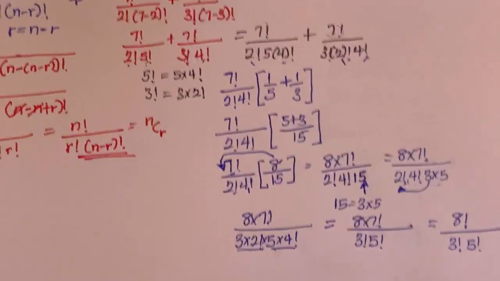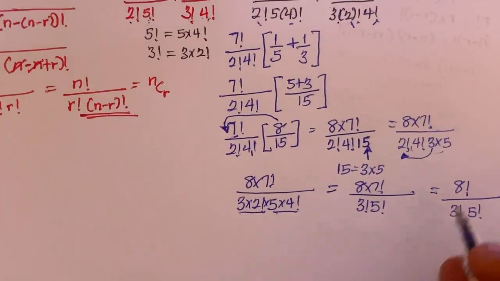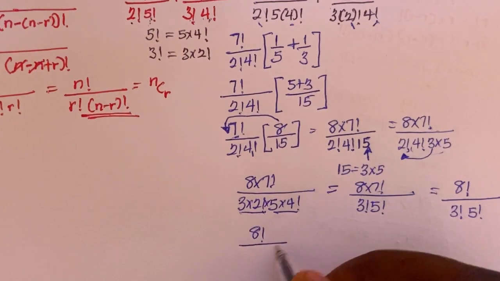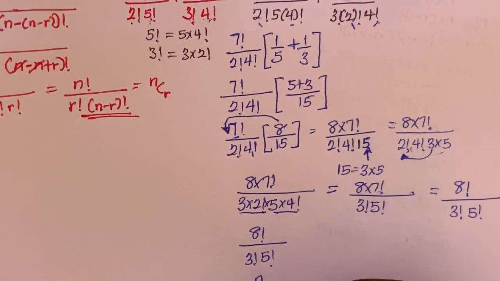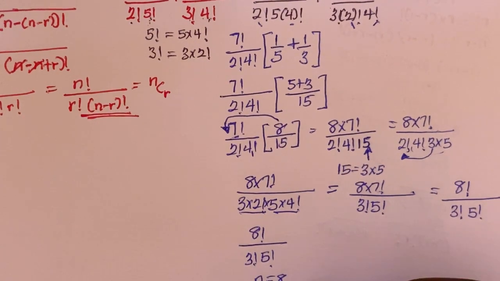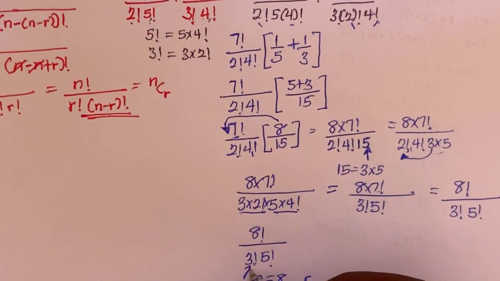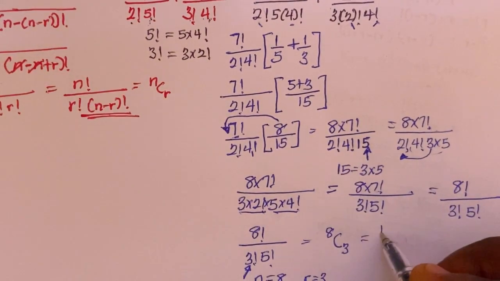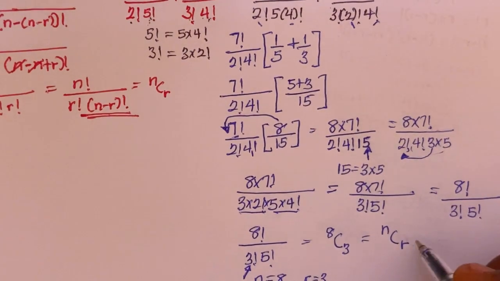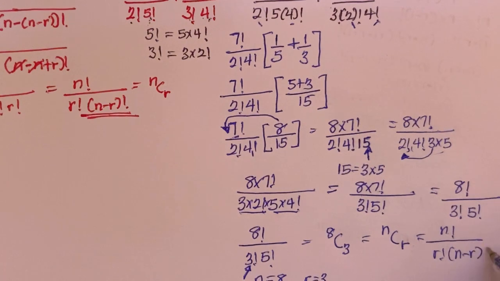Now come back here, let me just show you how I proved it. Here I'm having 8 factorial divided by 3 factorial, 5 factorial. Now tell me your n. Your n is actually 8, right? And r is going to be 3. So in this case, this is actually 8 combination 3, since it's the same as n combination r. Now n combination r is n factorial divided by r factorial into bracket n minus r factorial.